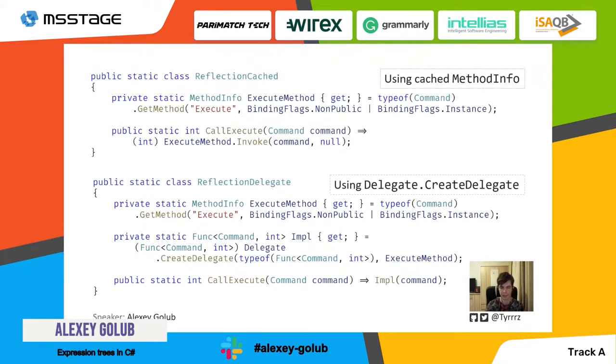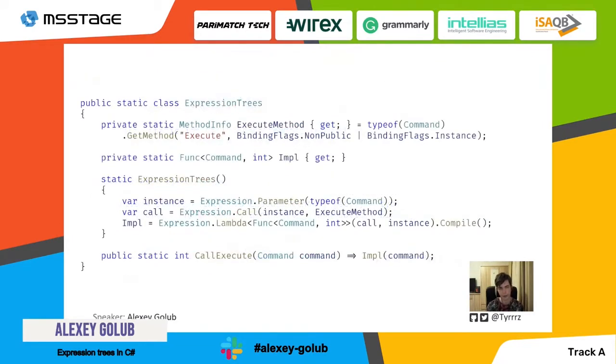just calls that delegate directly. And of course, since we're talking about expression trees, we can also do the exact same thing but with expression trees. So just get the MethodInfo that represents the Execute method, and then use the static initializer to compose the expressions that represent that method call.